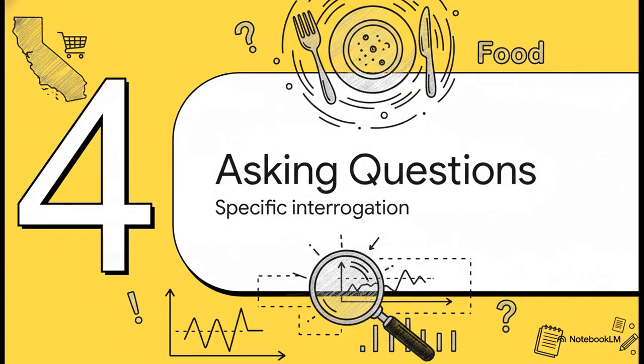So we found some big clues, right? California sells the most, and food is the biggest category. But any good detective knows the real story is always in the details. So it's time to move from these broad observations to a more specific interrogation. We need to start asking sharper, more focused questions of our data.